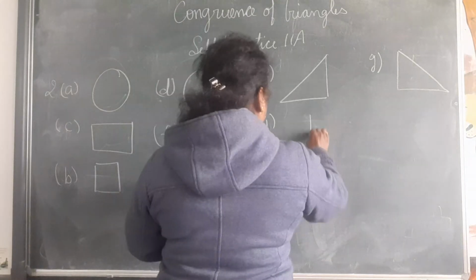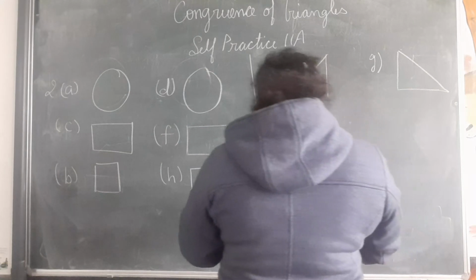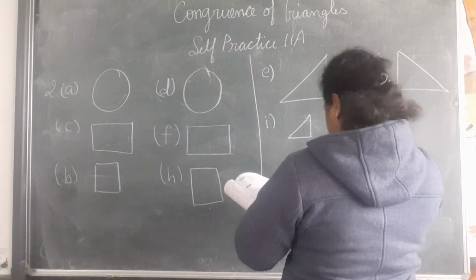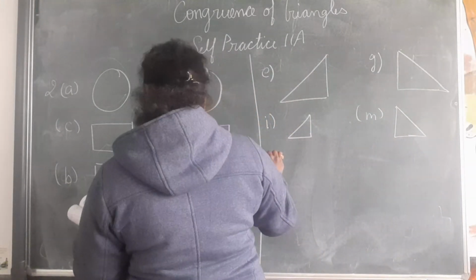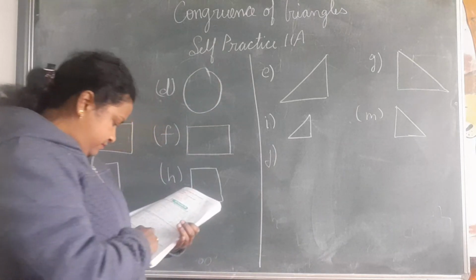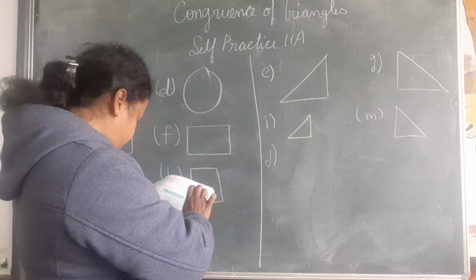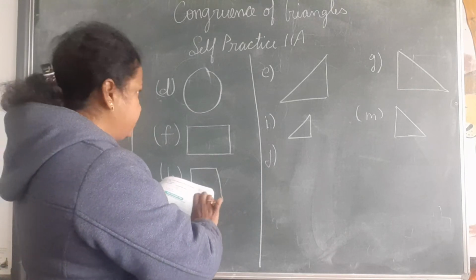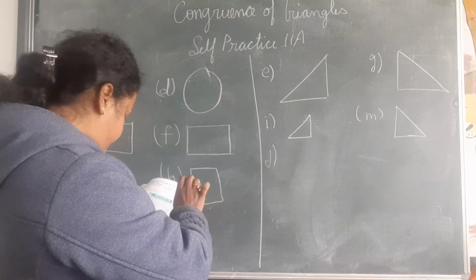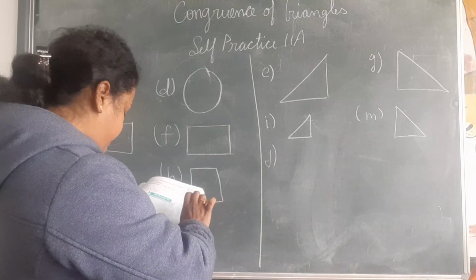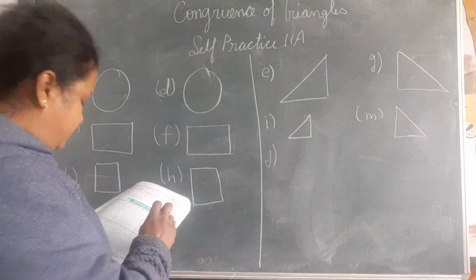I is congruent to which one? It is a small triangle. I is congruent to M. Now J. J is also a triangle. I think J is also done.